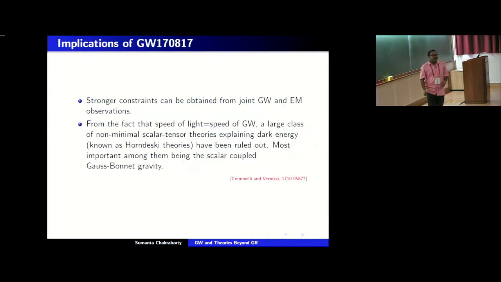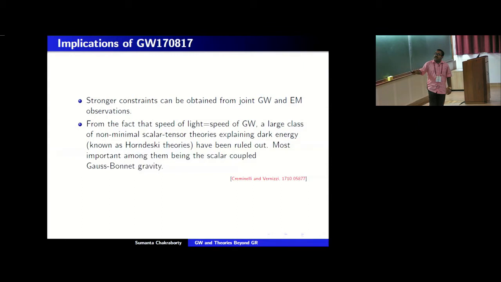So just to give you an idea of how GW can actually rule out several of these models, just one particular binary neutron star observation, which was GW170817, actually ruled out several of the Horndeski models that I talked about earlier, because they predict the speed of light to be not equal to the speed of gravitational waves.